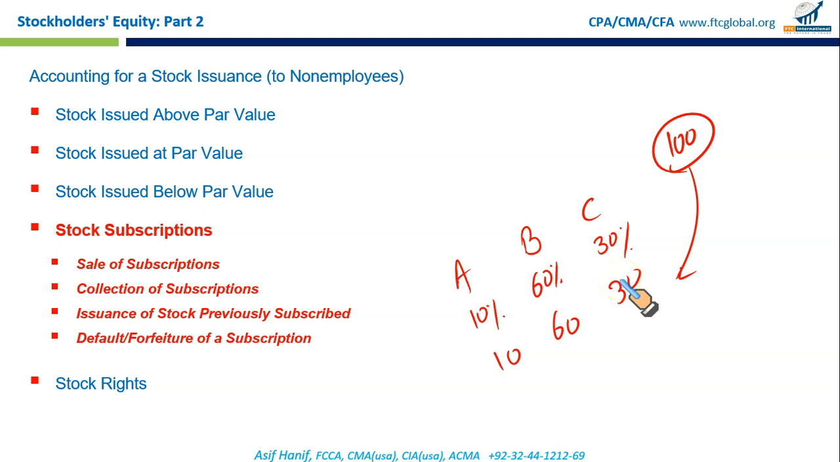So basically, stock rights give the existing shareholders the chance to buy more shares, usually at a price lower than the market value when these rights are given. So this is an option. If they want to buy, fine. If they don't want to, then the company has the right to sell these shares in the market to the general public.